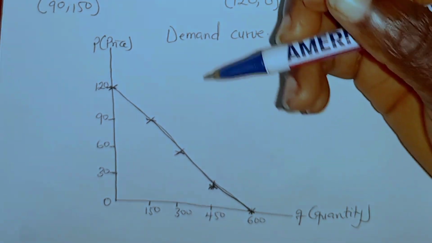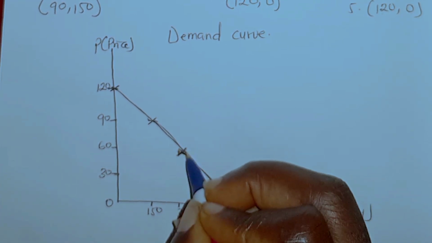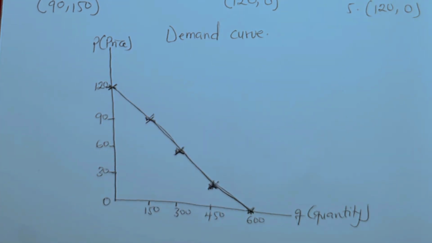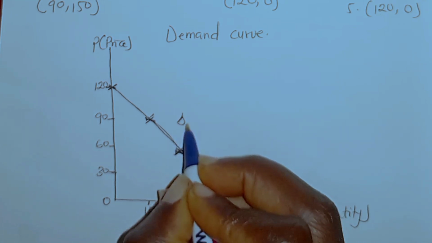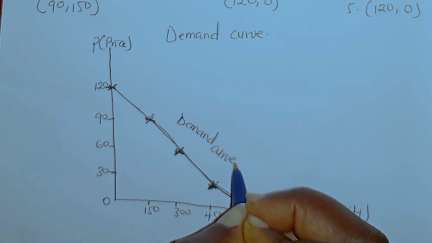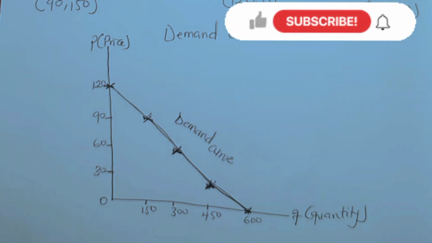So obviously we have to get a negative slope because the law of demand states that the higher the price, the lower the quantity demanded. So the relationship between price and quantity is always negative. When you're given a question like this, the demand curve should have a negative slope. It should slope from left to right on the graph.